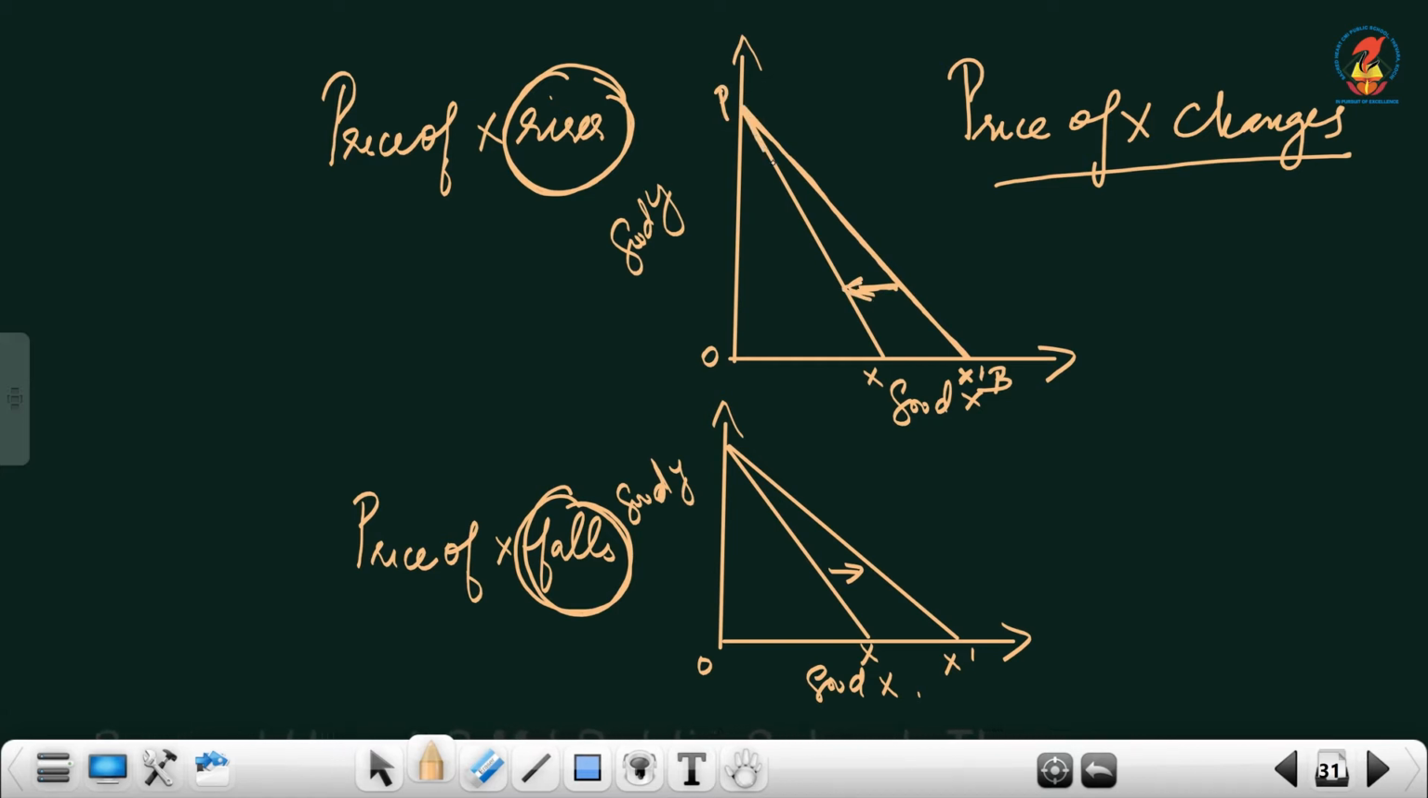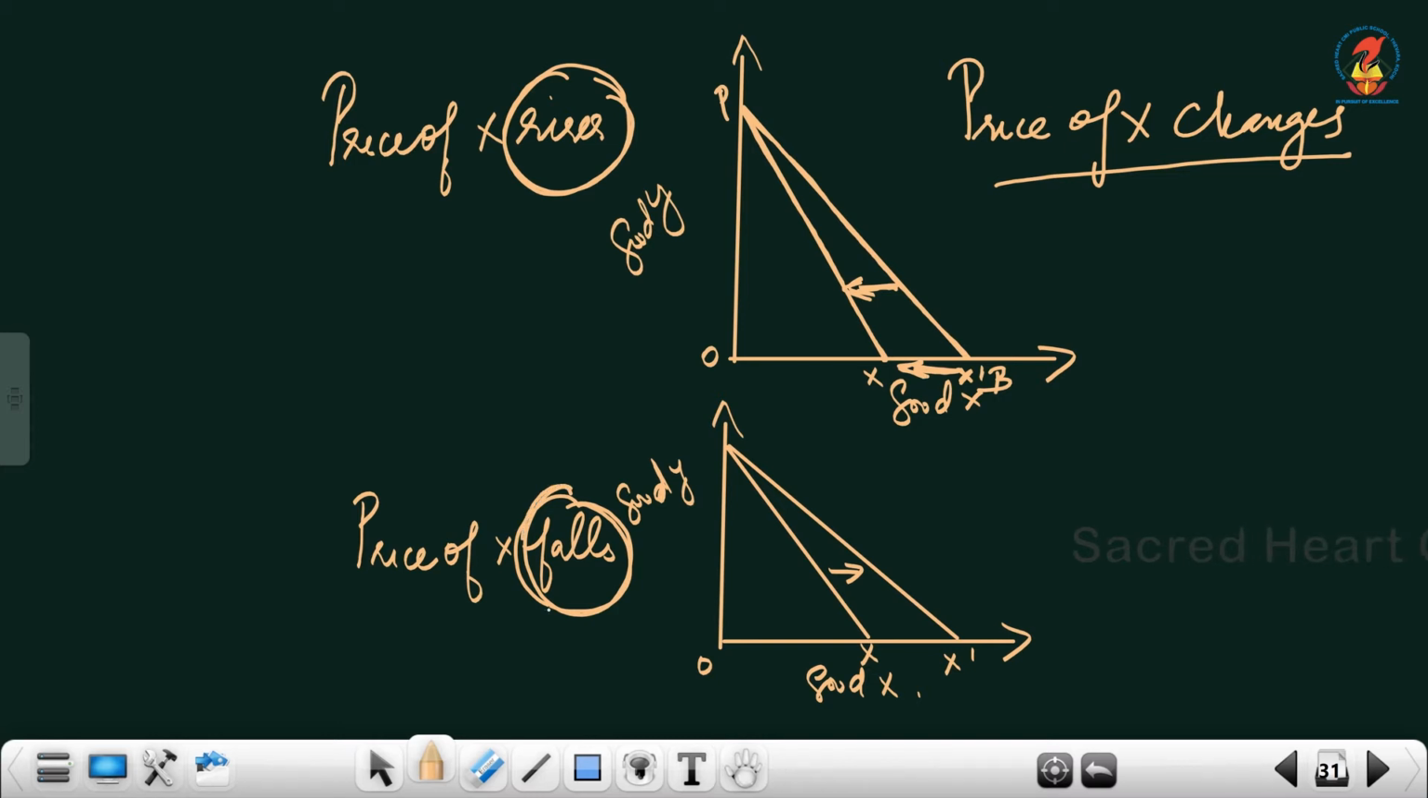Therefore, y remaining constant, the budget line can be drawn to the left side, showing a lesser quantity of x, from x1 to x. As the price of x has increased, the consumer is purchasing less of x. Therefore, x has shifted from x1 to x.